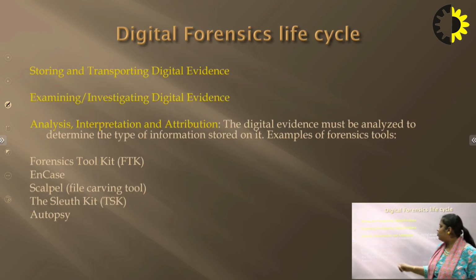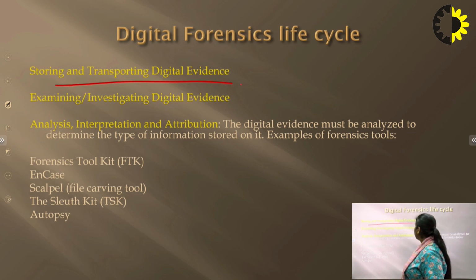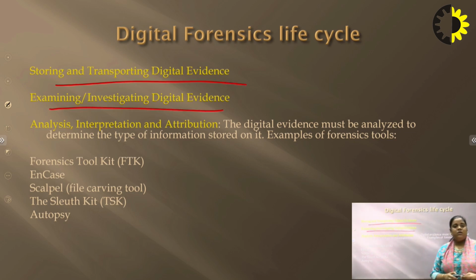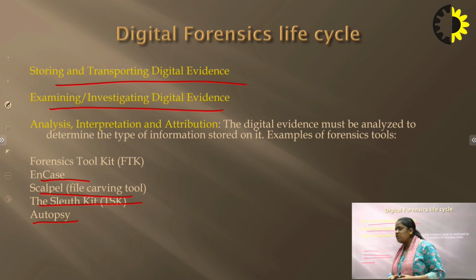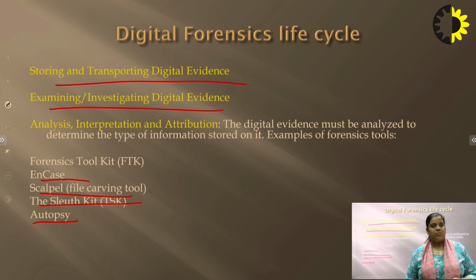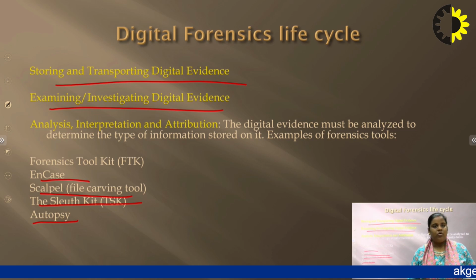In the third point, we have to store and examine that evidence. For storage, we can use a toolkit. After that, we can use AutoSpy, Scalpel, and EnCase. These are some automatic tools, easily available in the form of software, to examine and prepare a report related to our data, which we have already collected from our different sources.